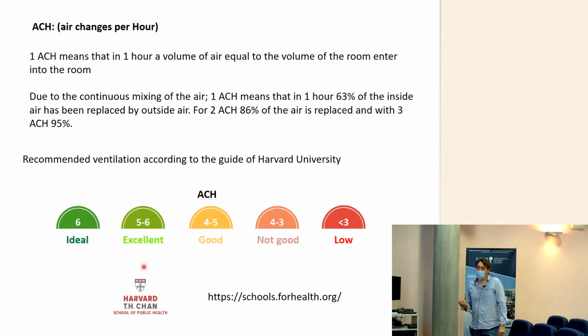According to the Harvard School of Public Health recommendations, they recommend an ACH of 5 to 6 for excellent ventilation, and lower than 3 is considered not enough, okay? Anyway, how do you get the ACH of your room? I mean, it is not something that can be obtained really easily.